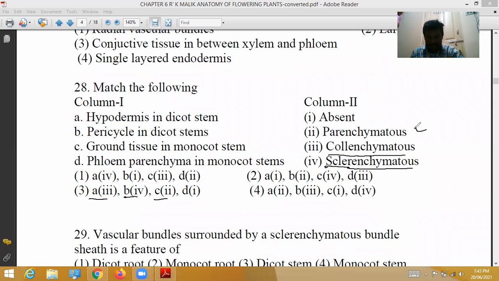Okay, phloem parenchyma in monocot stems is absent. So it is the correct option. Let's see the fourth, A2: hypodermis in dicot stem is not a parenchyma, so the fourth option is the wrong option. In monocot stem, undifferentiated parenchymatous ground tissue is present. So among these four options, the correct option is the third.